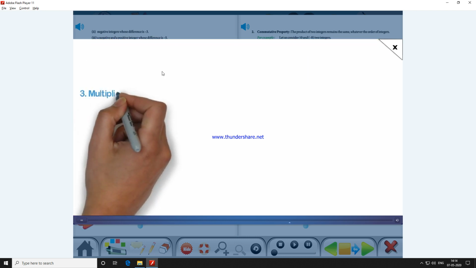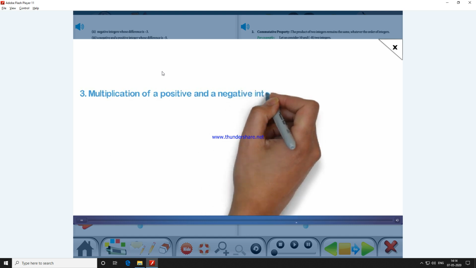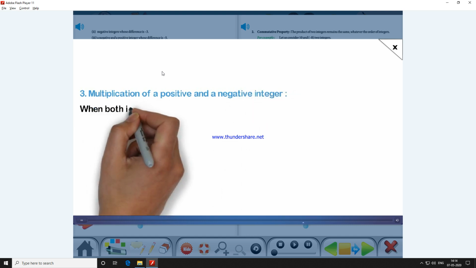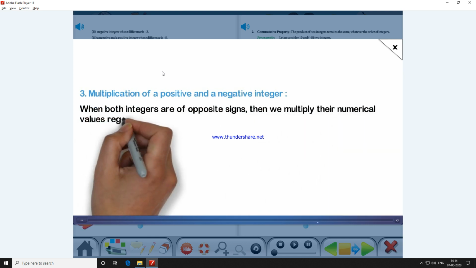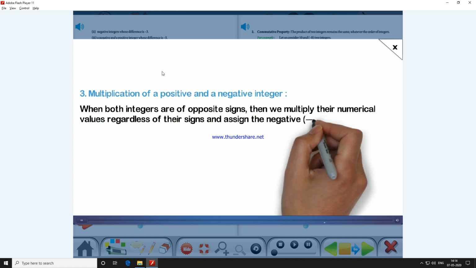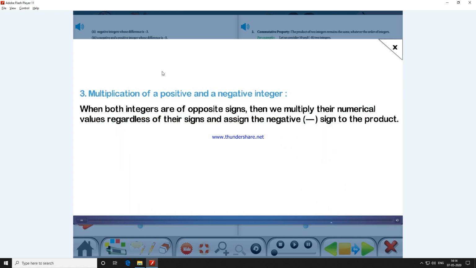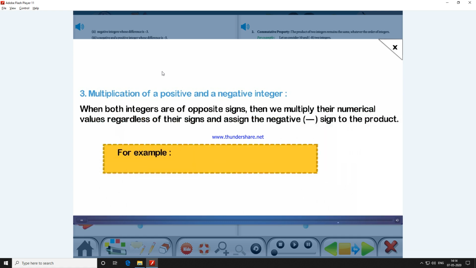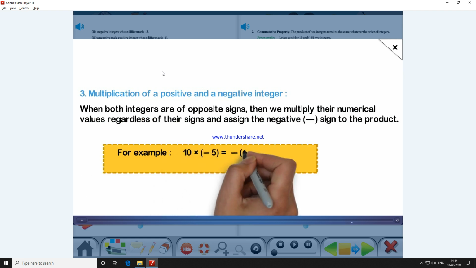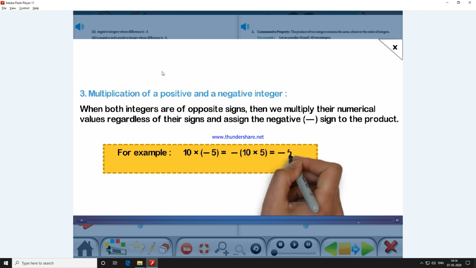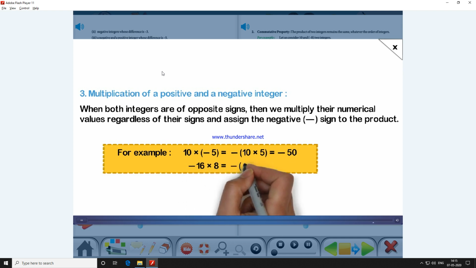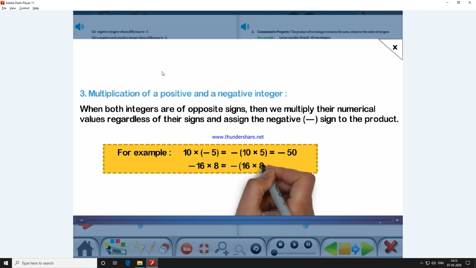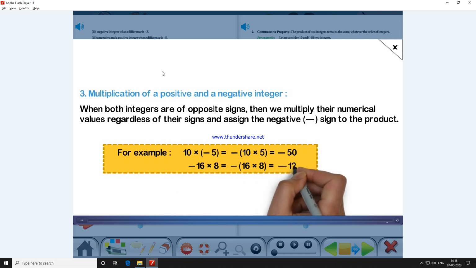3. Multiplication of a positive and a negative integer. When both integers are of opposite signs, then we multiply their numerical values regardless of their signs and assign the negative sign to the product. For example, 10 into minus 5 equals minus (10 into 5) equals minus 50. Minus 16 into 8 equals minus (16 into 8) equals minus 128.